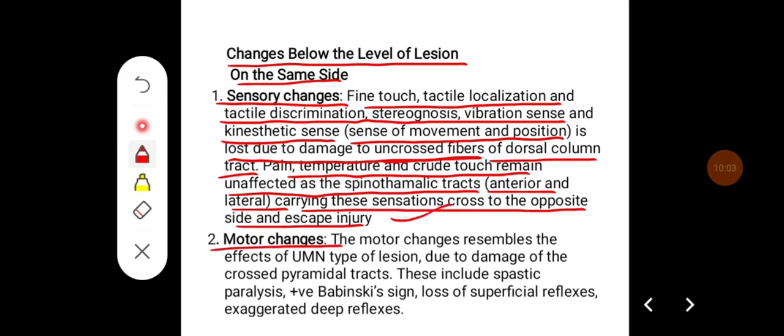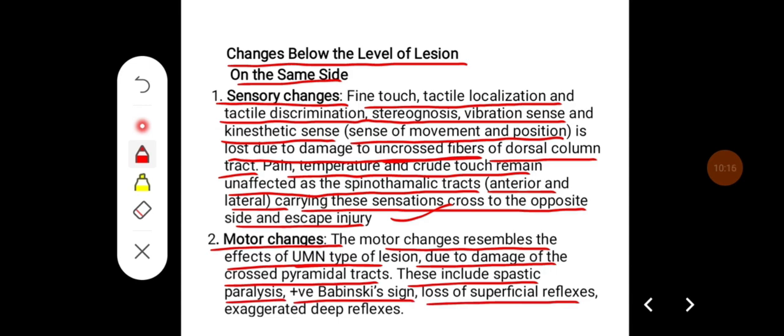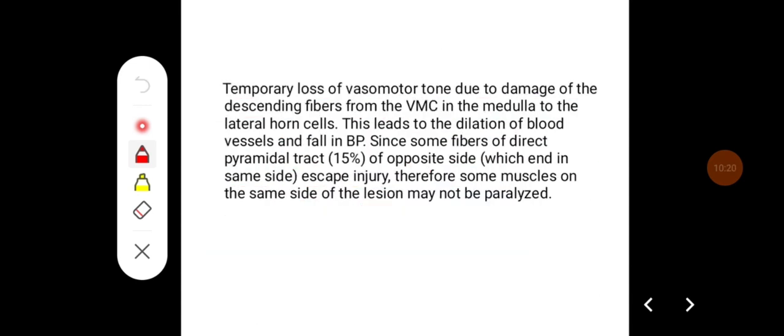Motor changes. The motor changes resemble the effect of UMN type of lesion due to the damage of the crossed pyramidal tracts. These include spastic paralysis, positive Babinski sign, loss of superficial reflex, and exaggerated deep tendon reflexes.